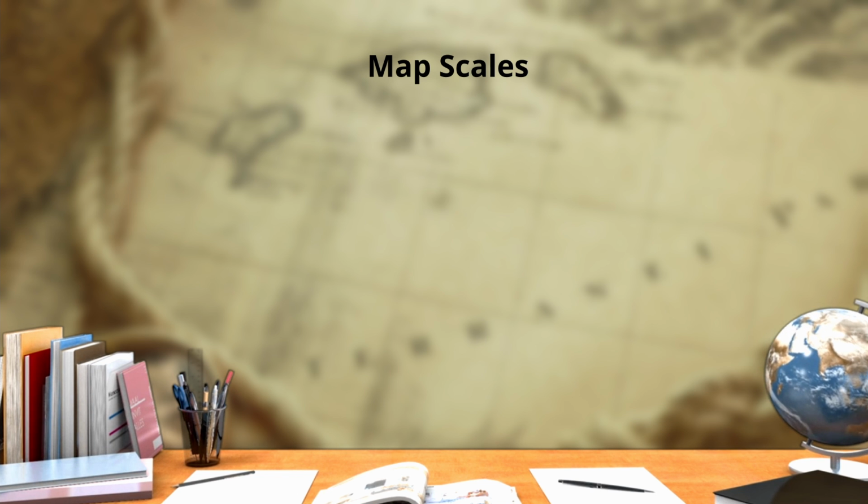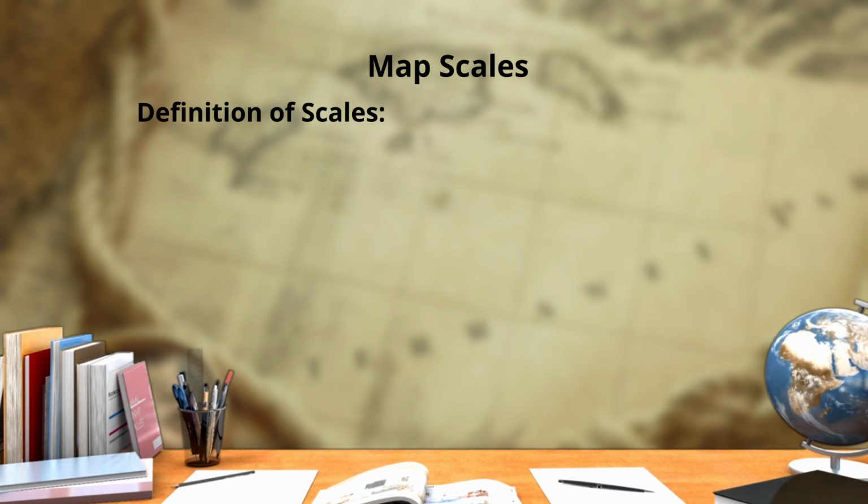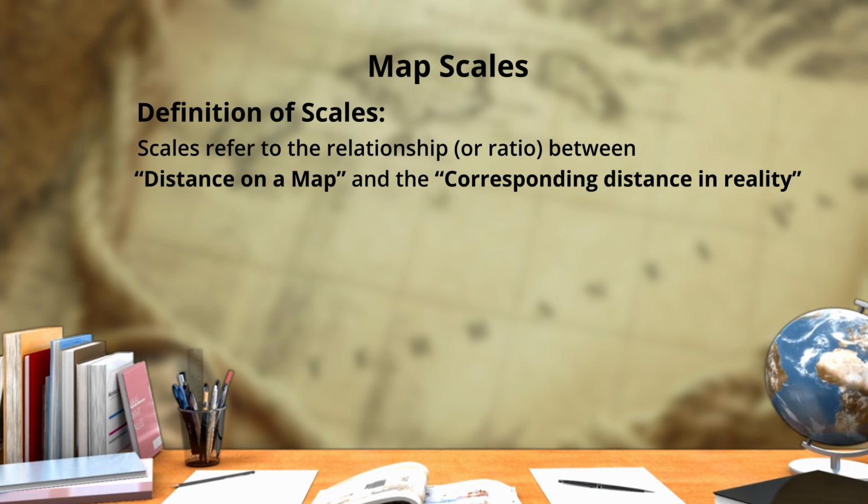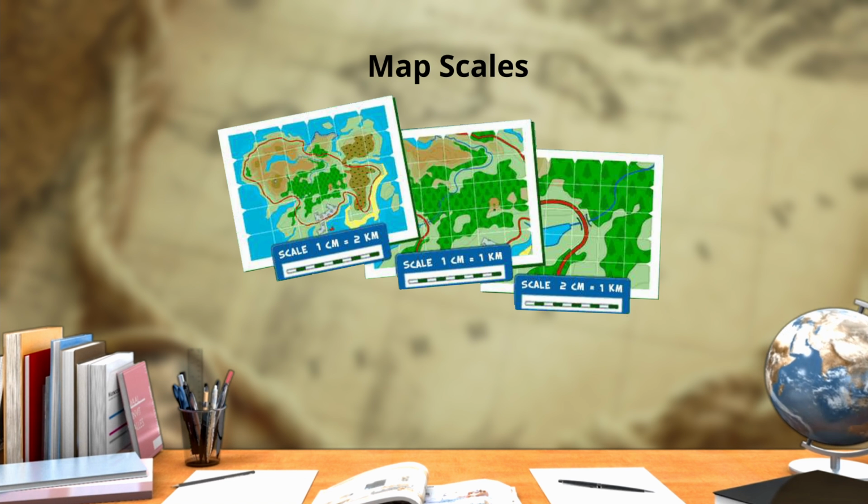Before we go to the different scales, let's look at the definition of a scale. A scale is defined, or it refers to the relationship between the distance on the map and the corresponding distance in reality or the ground. We have three types of scale. We have ratio scale, word scale, and linear scale.